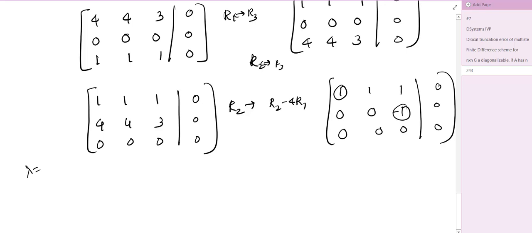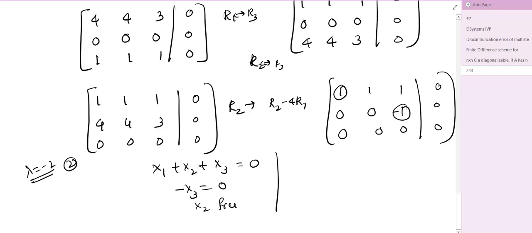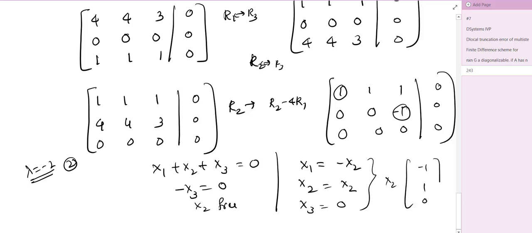But if you see, lambda equal to minus 2 has multiplicity 2. So therefore we are supposed to get 2 vectors. But if you write the solution here, you are getting only one free vector, one eigenvector. From here x3 is 0, and if you write the solution, x1 equals minus x2 because x3 will be 0 and x2 is x2. So clearly if I take x2 out, it is minus 1, 1, 0. So this is your eigenvector.